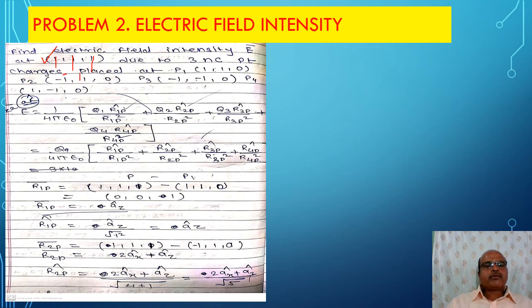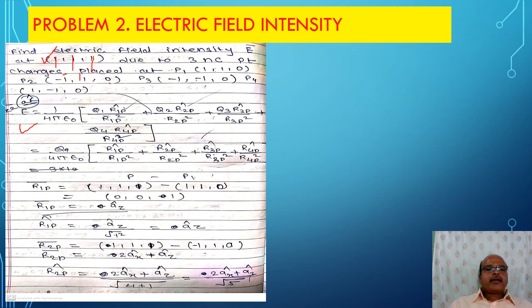So for calculation of R1 bar, R1 cap, R2 bar, we have to subtract this point minus the other points. So the electric field intensity due to n number of point charges, we have the equation. Write down that equation here: 1 upon 4 pi epsilon 0, q1 r1p cap upon r1p square plus q2 r2p cap upon r2p square plus q3 r3p cap upon r3p square plus q4 r4p cap upon r4p square.